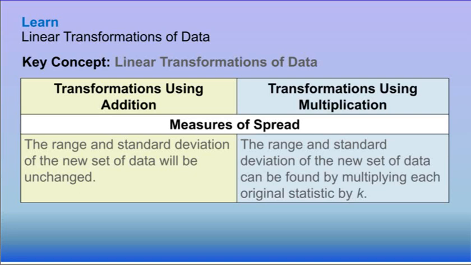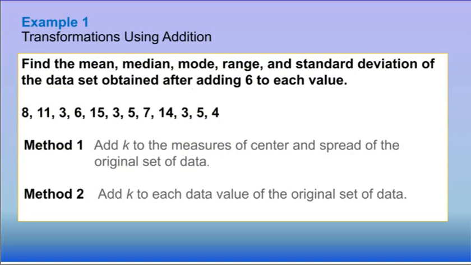And then the spread, talk about the range and standard deviation. For addition, the range and standard deviation of a new set of data will be unchanged, which means it doesn't change from the old data to the new data. But for multiplication, the range and standard deviation of a new set of data can be found by multiplying each original statistic by k.